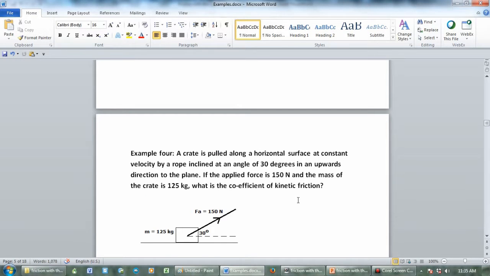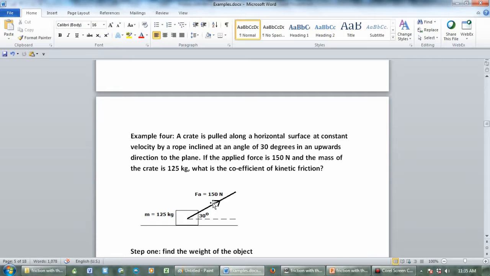So here we have our crate sitting on a horizontal surface. Applied force is 150 newtons at an upward angle of 30 degrees to the horizontal. And the mass of the object is 125 kilograms. It's moving at constant velocity, so we want to know the coefficient of kinetic friction.